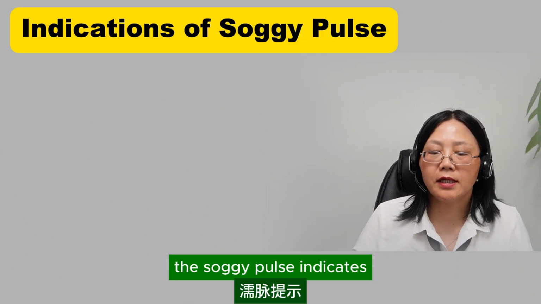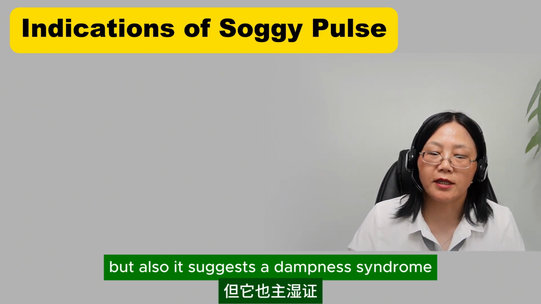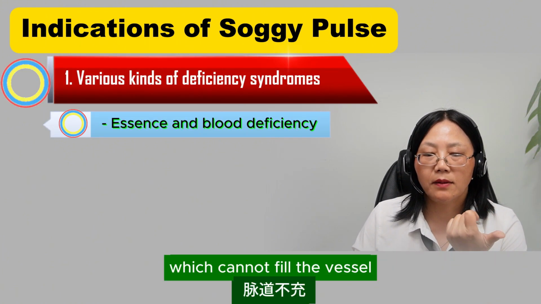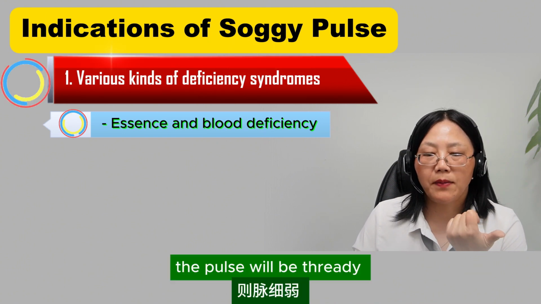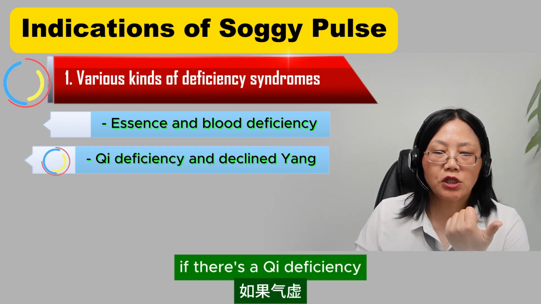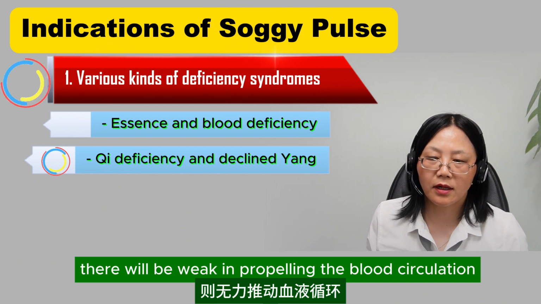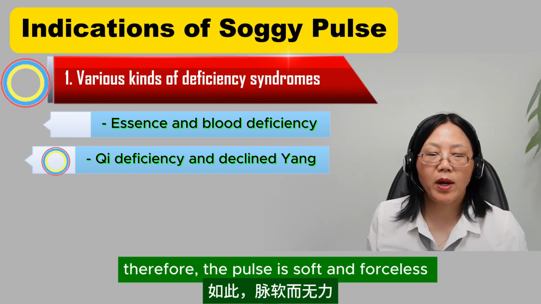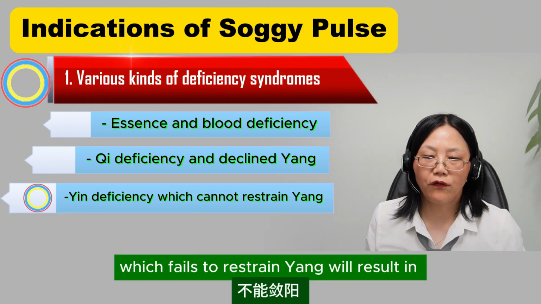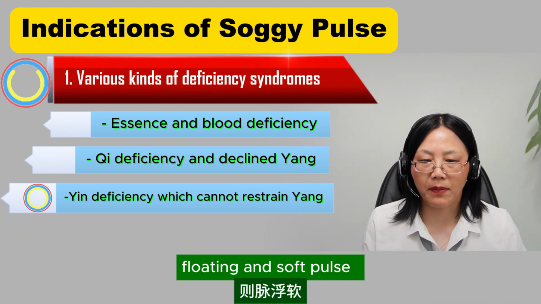The soggy pulse indicates various kinds of deficiency syndrome, but it also suggests a dampness syndrome. If there's an injury to essence and blood, which cannot fill the vessel, the pulse will be thready and weak in response to the finger. If there's a qi deficiency and declined yang, they will be weak in propelling the blood circulation. Therefore, the pulse is soft and forceless. Deficiency of yin, which fails to restrain yang, will result in a floating and soft pulse.